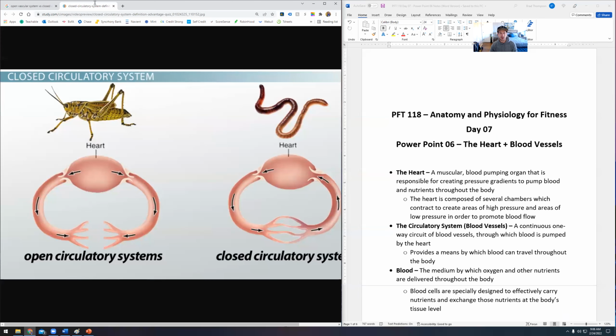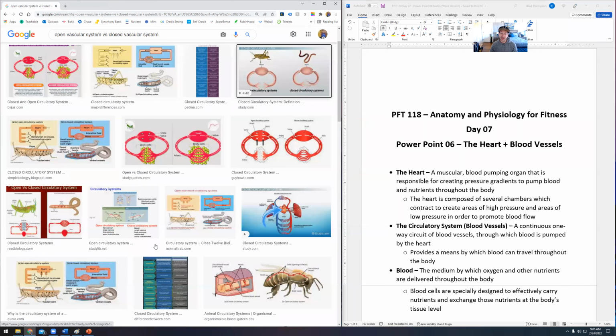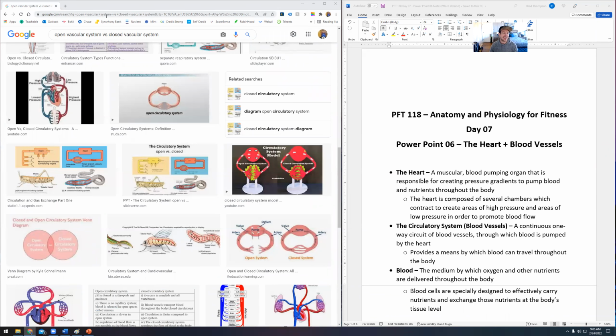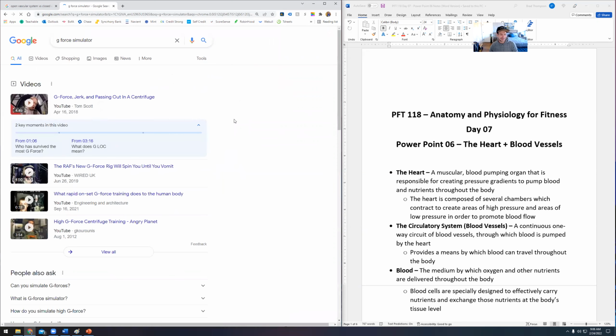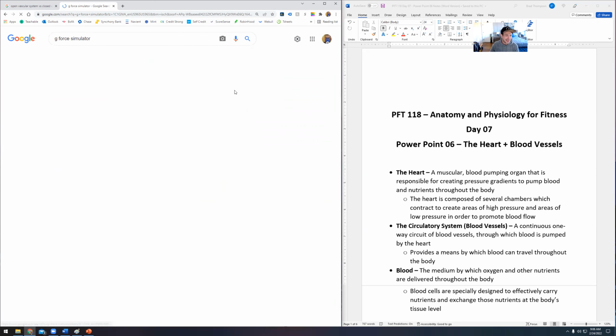But an open one is really cool because it's kind of centrally located, so it just splashes blood around the body, delivering oxygen, right? A lot of insects that travel at super fast. G-Force Simulator. Oh my God. Thank you. Sorry, I'm very excited that you knew that.